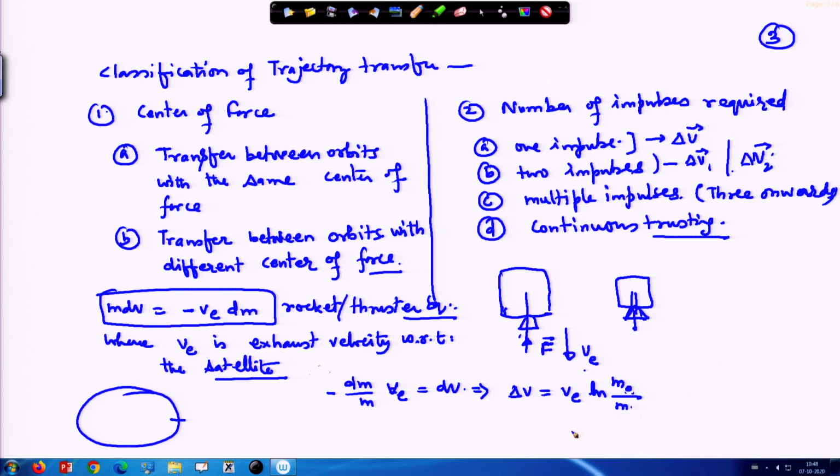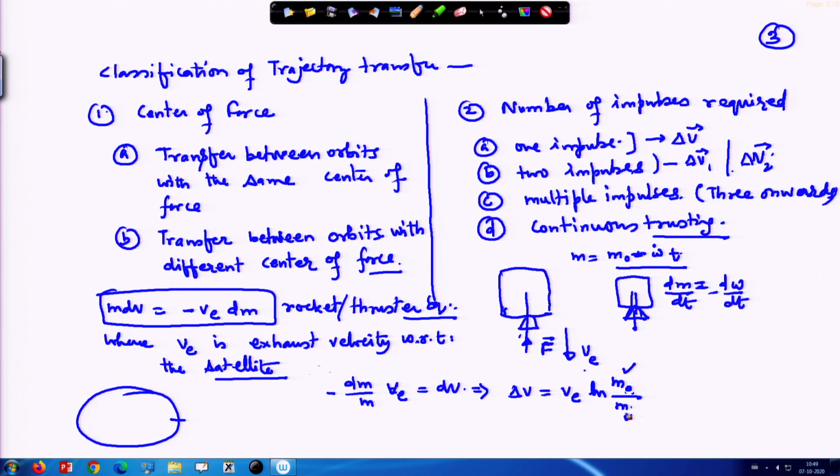M 0 divided by m. M 0 is the initial mass and m is the final mass, where m equals m 0 minus the burning rate, either plus or minus sign, whichever you want to use. So, let us say the burning rate I indicate by W dot times T, and therefore from here we will have dm by dt equal to minus dw by dt.